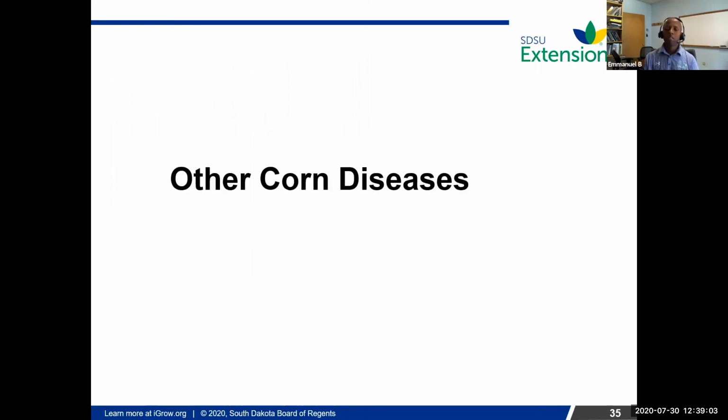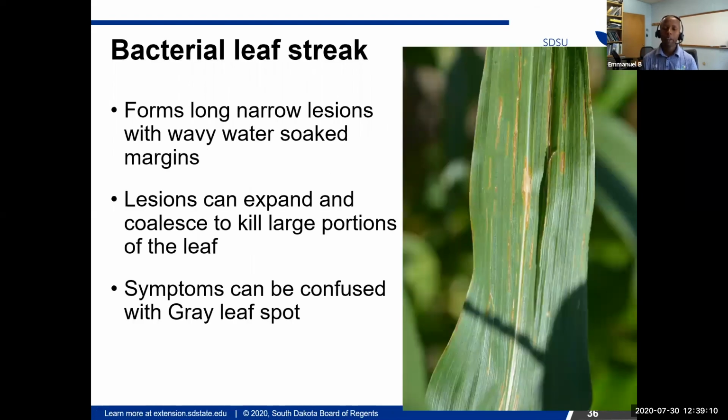So other diseases that you're likely to see, so these are diseases where you can't do anything in the season, would mainly be bacterial diseases. So we have bacterial leaf streak. This is a relatively new disease, having been found just about 2 years ago. And this is the disease that can look like gray leaf spot.